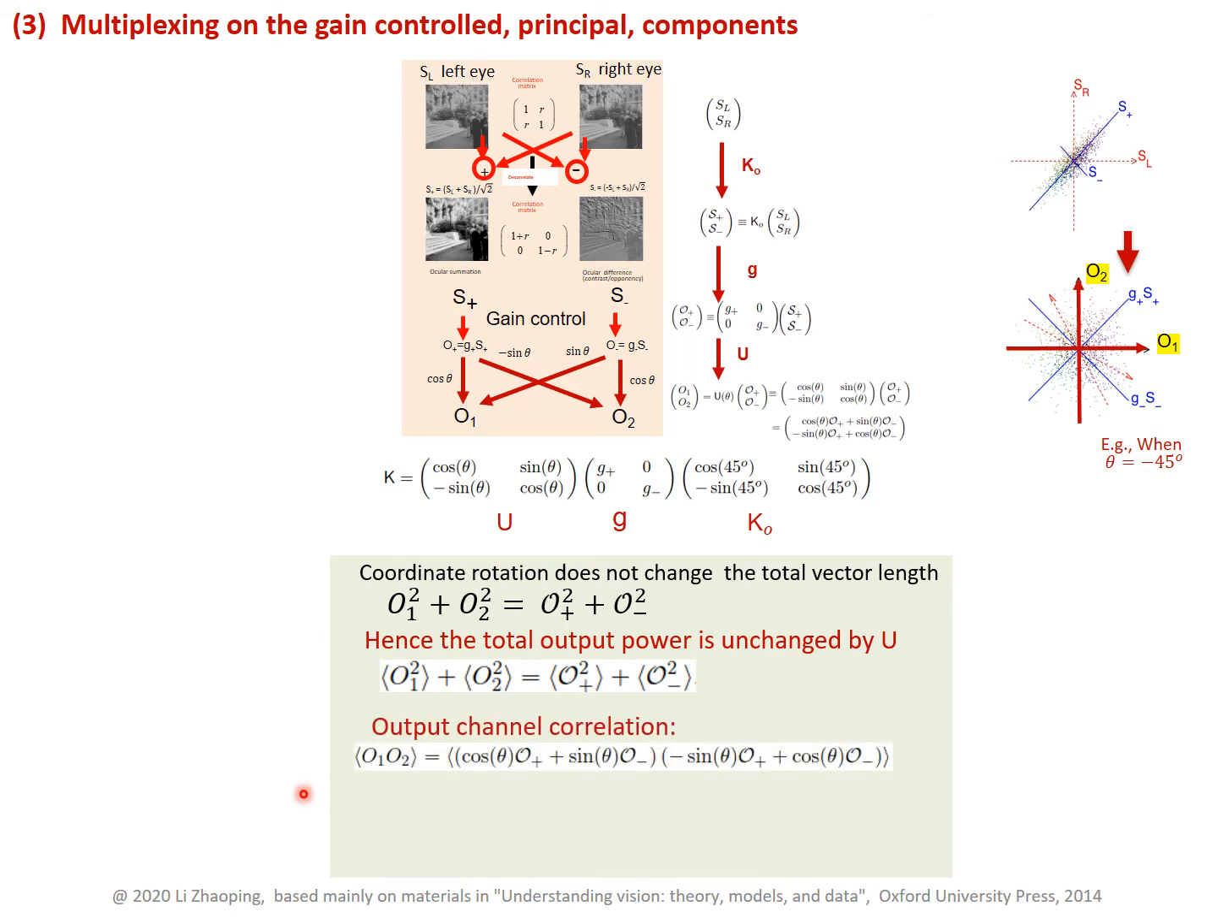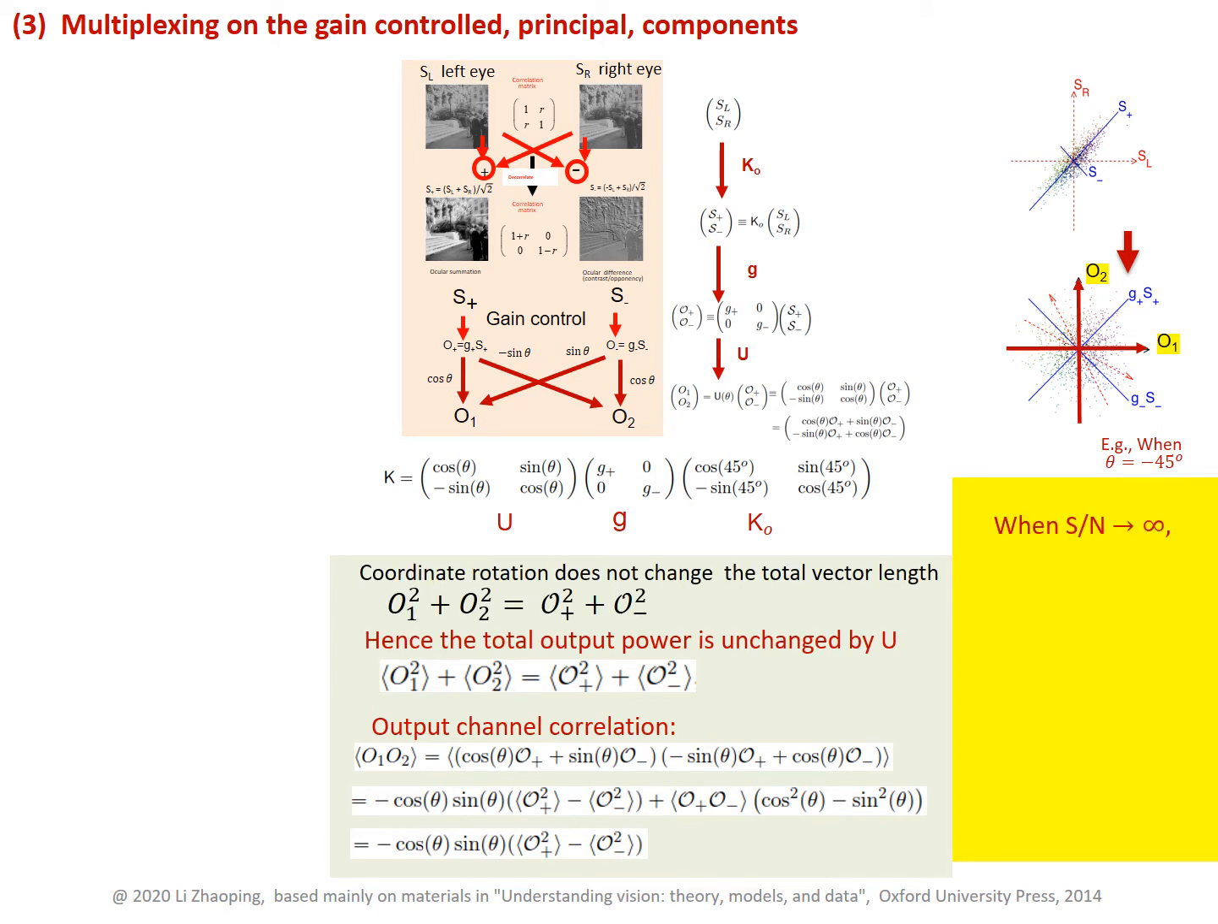Now let's calculate the correlation between the output O1 and O2. So O1 is these values, plug it in, O1 here and O2 there. And then expand the terms out, we collect them together, it becomes these two terms, okay? And you look at the second term, it is proportional to the correlation between O plus and O minus, and these two are not correlated, so the second term is 0, and so therefore we just have the first term left. That's the correlation.